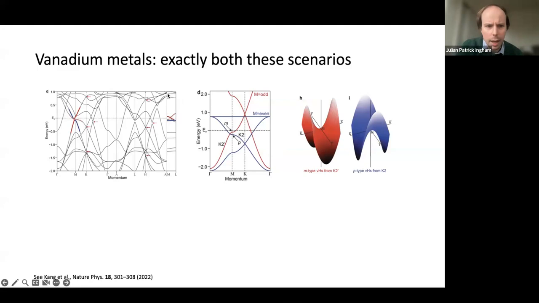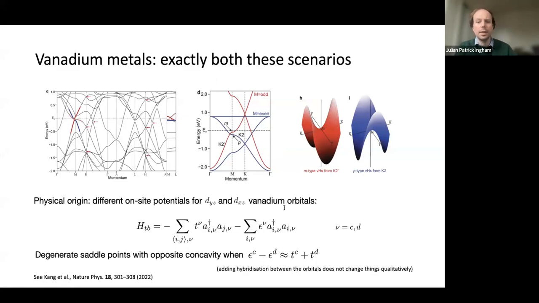This was shown in these ARPES results from Riccardo Comin's group at MIT. They find these three saddle points near the Fermi level, which have differing concavities. The reason this happens can be understood in a simple tight-binding model. Two of these hexagonal contours originate from the d_yz and d_xz orbitals of the vanadiums. If we construct a two-orbital tight-binding model for these bands, then matching these tight-binding parameters to DFT results in something that looks like what I have on the slide here.